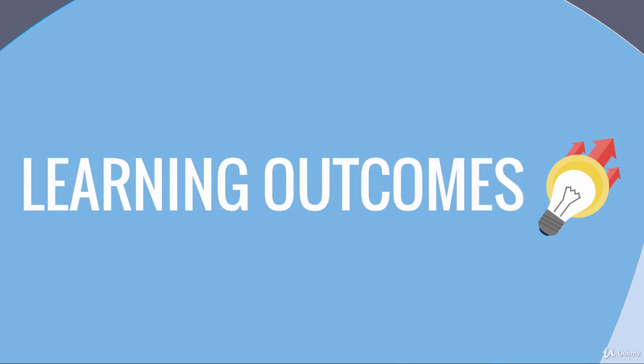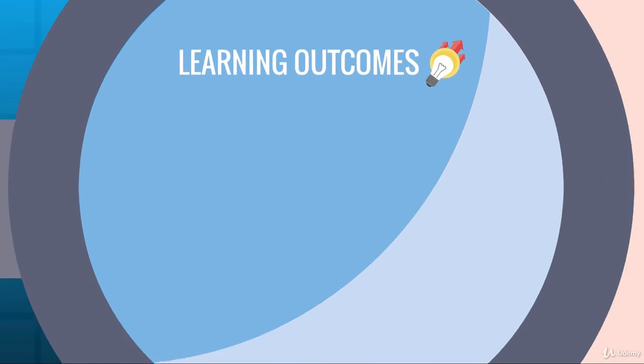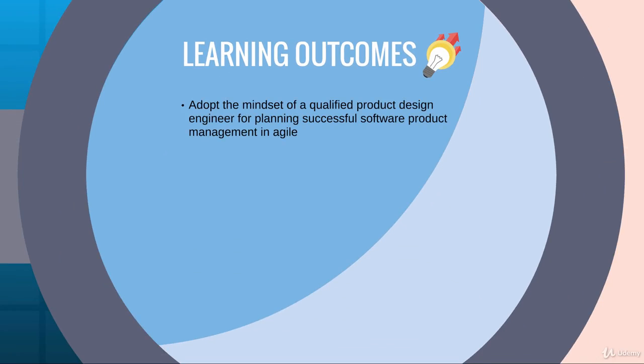In terms of learning outcomes, the course will help you adopt the mindset of a qualified product design engineer for planning successful software product management in Agile. In other words, you'll learn how to better approach the area of Agile product planning with sufficient product design management rigor. And this will not only make you think more like a product design engineer, but will also help you overcome the challenges you will face in practice.